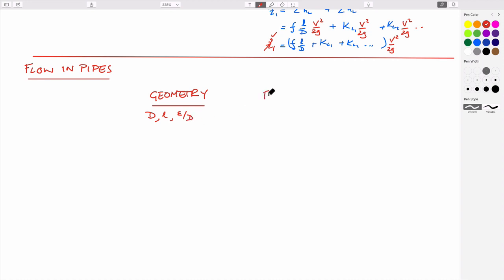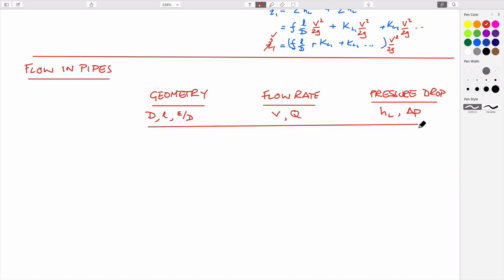We might want to solve for the flow rate. And so that would be velocity, or I suppose it could be Q, the volume flow rate, or the velocity out of the system, or the pressure drop. And so those three things, and pressure drop would be our head loss, or I guess it would be our pressure drop from upstream to downstream. So those are the three things that we might want to solve for.